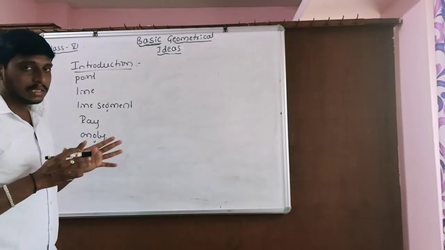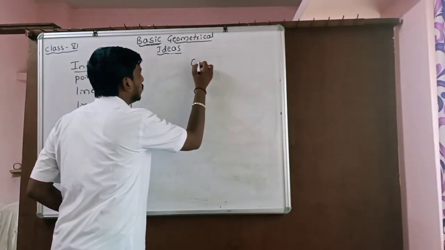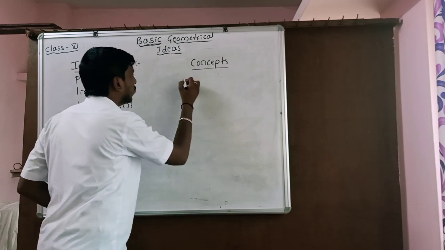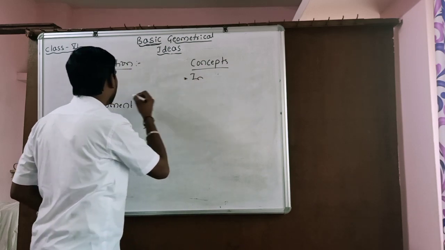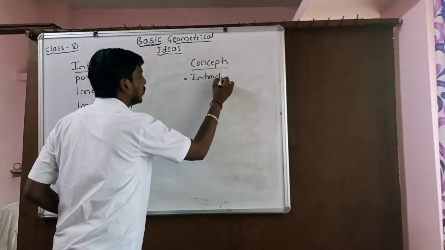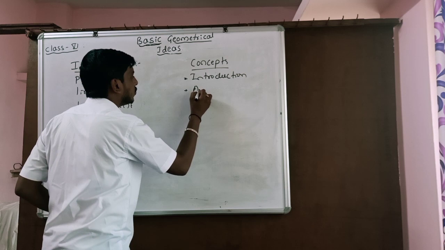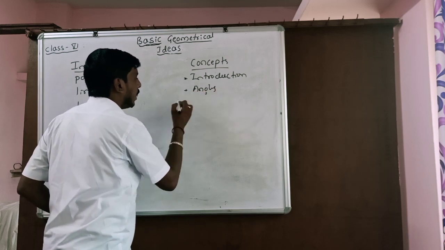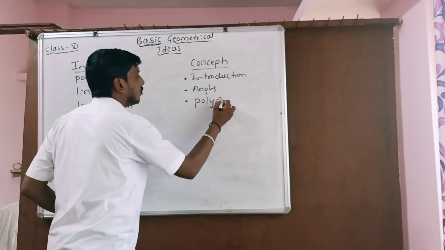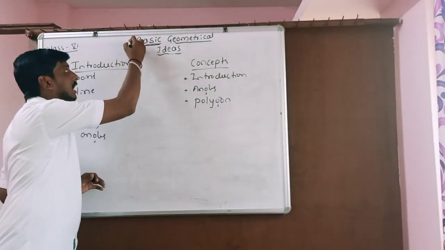And what are the concepts in this chapter? Introduction means all the concepts will come again. So introduction. Next will come angles, as well as polygons. So I am just discussing what the things are in this chapter.